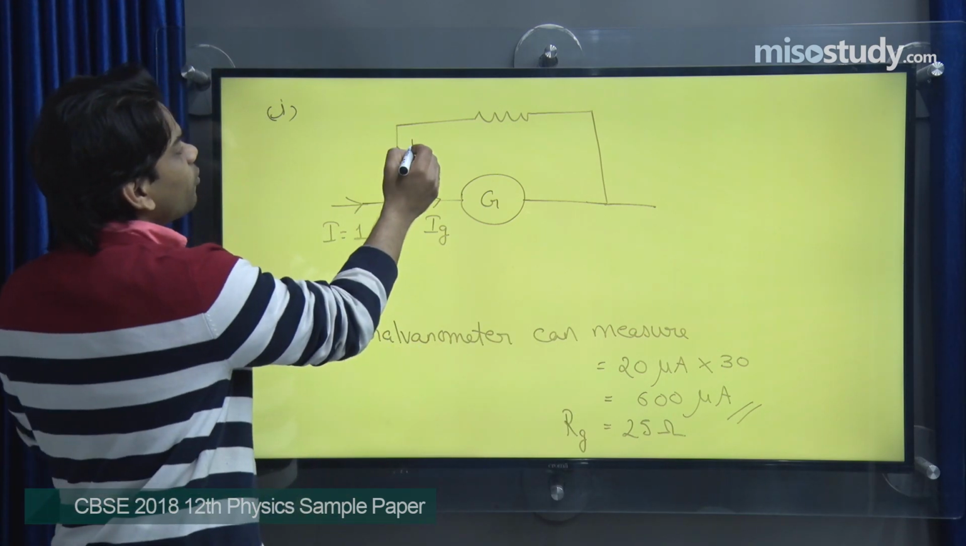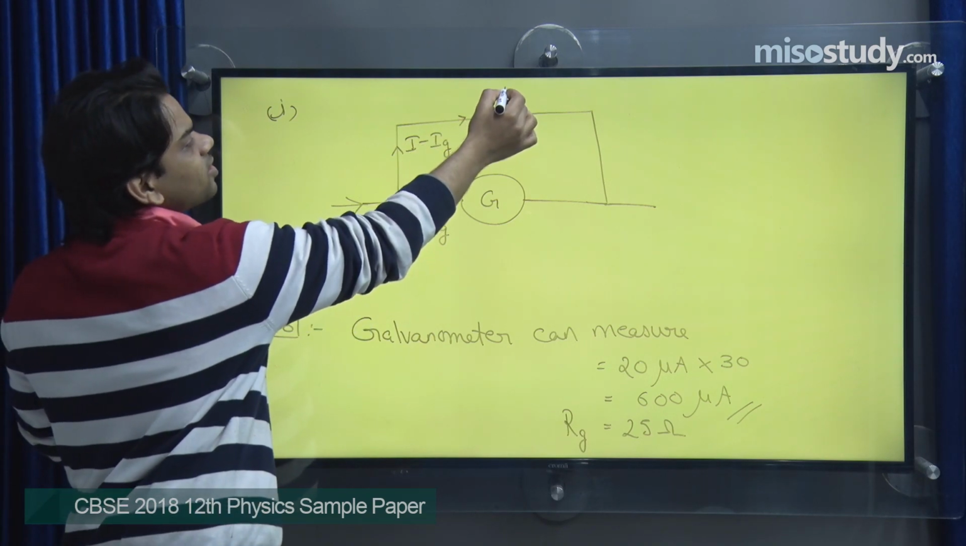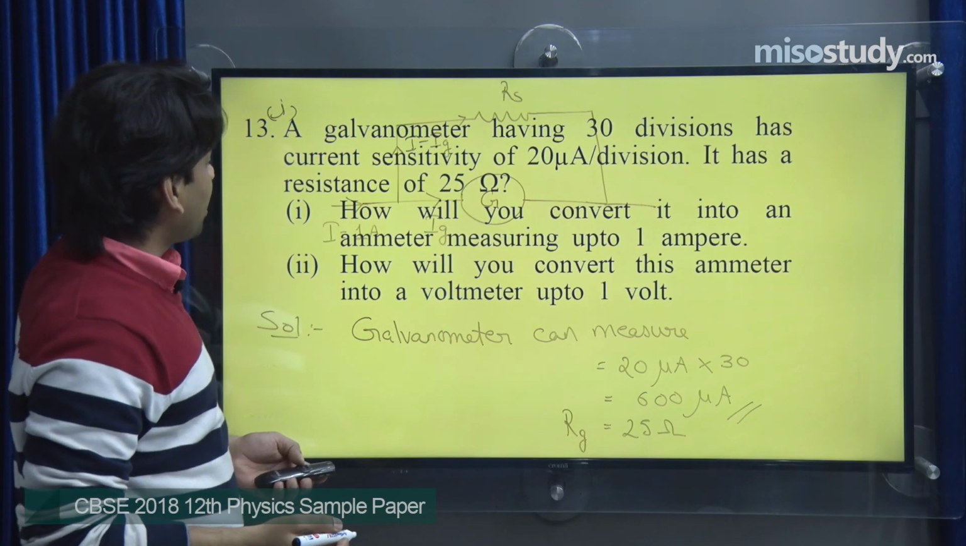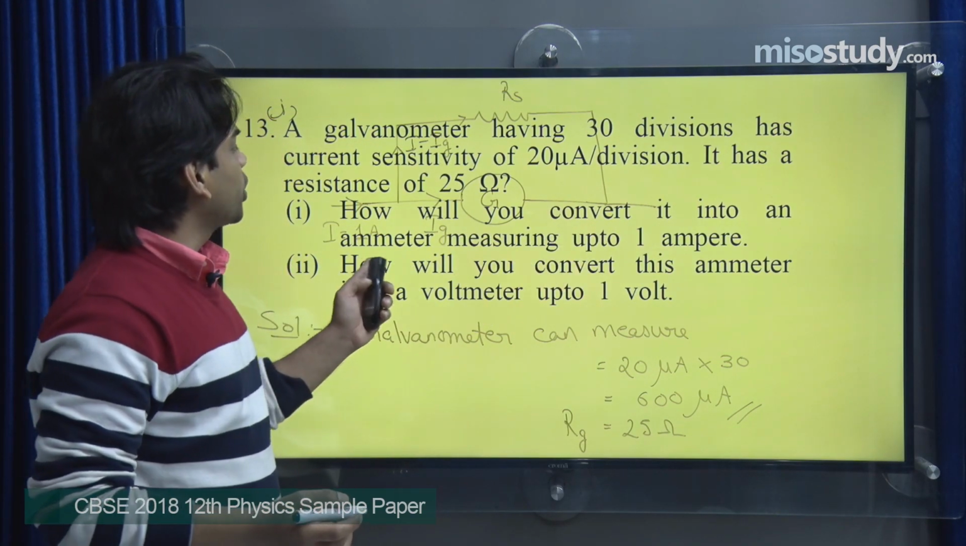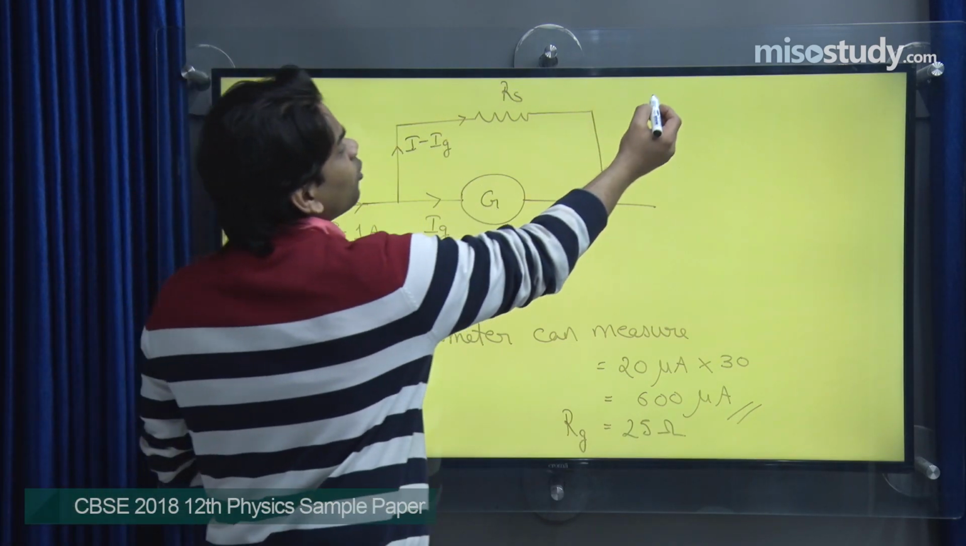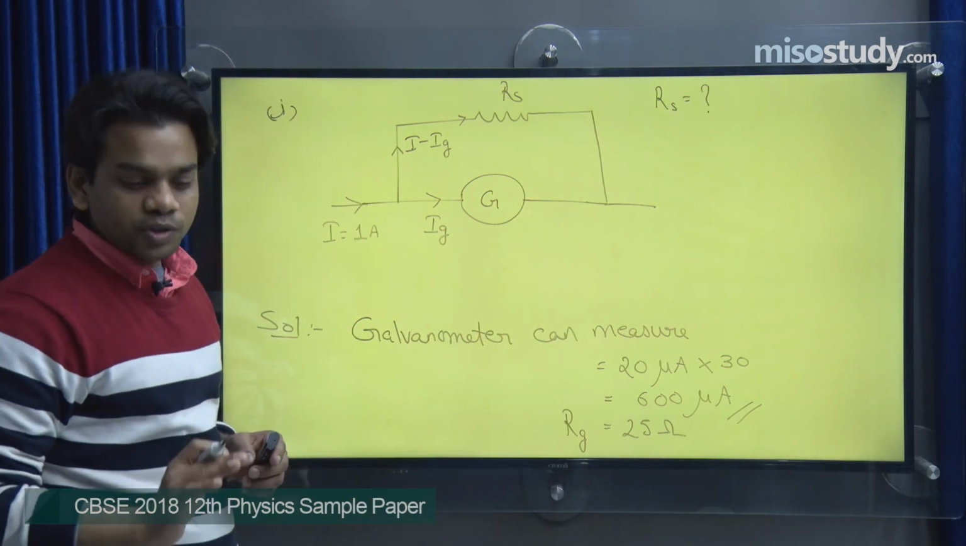Rest of the current will flow through this shunt, and this shunt resistor I am marking as Rs. Now you see here in the question part, it has been asked, how will you convert it into an ammeter measuring up to 1 ampere? That is, we want to evaluate the value of this shunt. So easy, not too difficult.